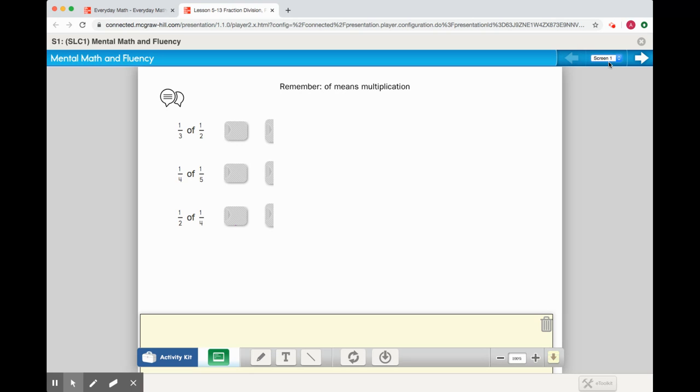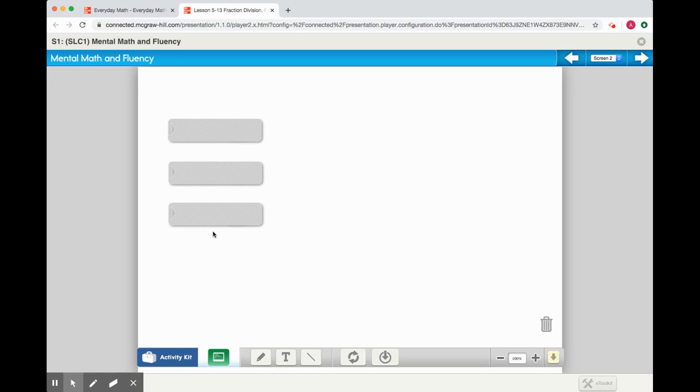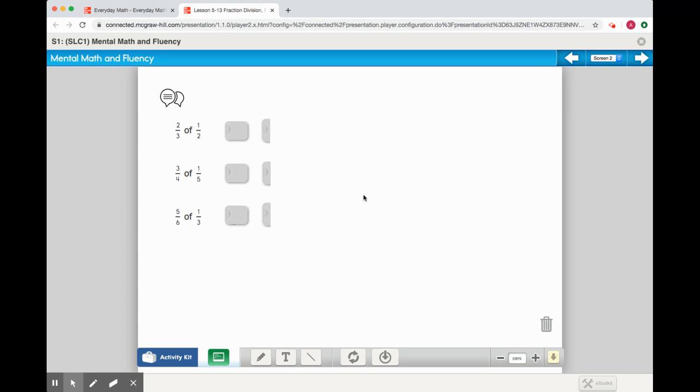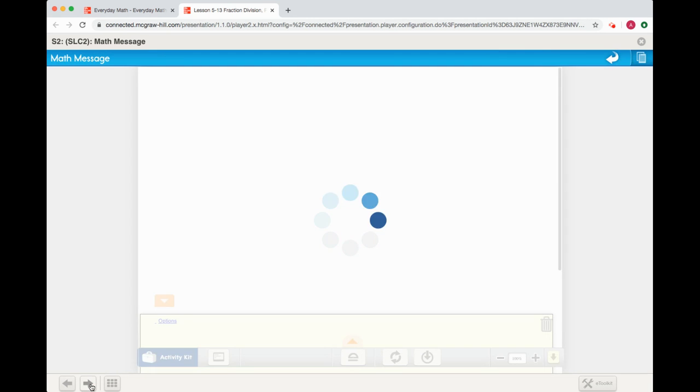Okay, when you're done with that, you could go to screen 2 and try these next 3 problems. You could pause your video. 2/3 of a half, 3/4 of a fifth, and 5/6 of 1/3. Okay. Now we're going to move on to our math message.